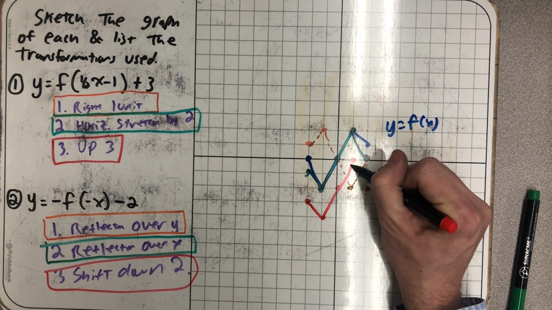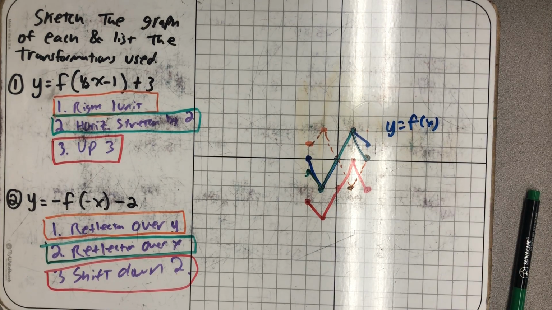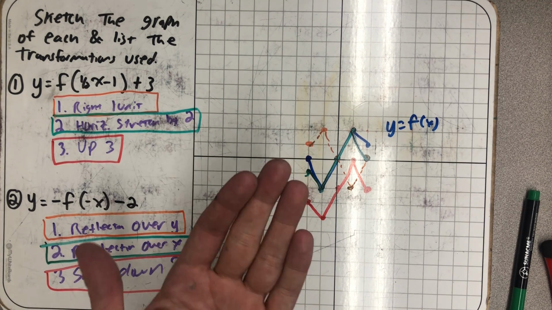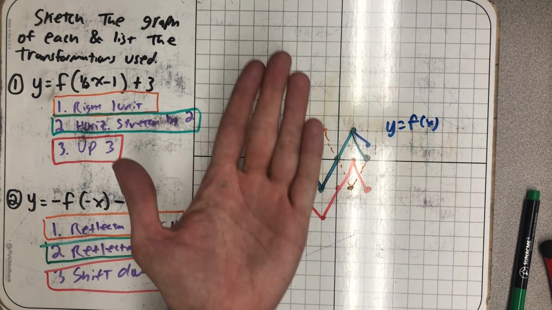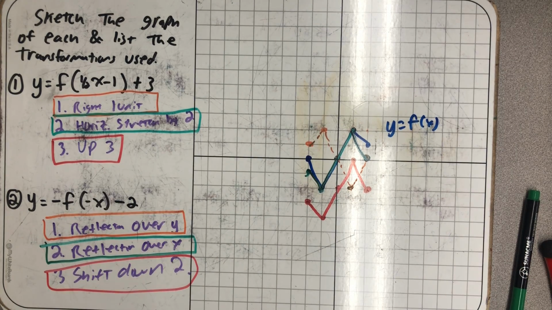And this red copy is my final graph. Reflected over the y-axis, reflected over the x-axis, and finally shifted down 2 units. There's our final answer.